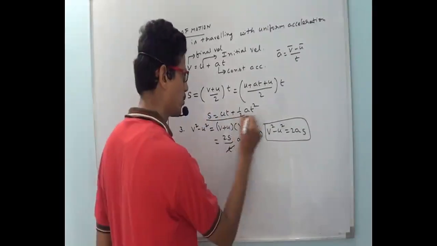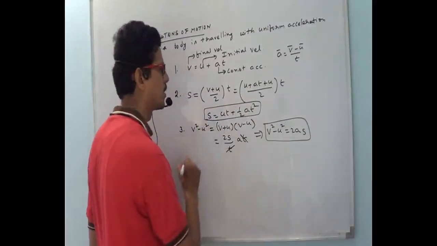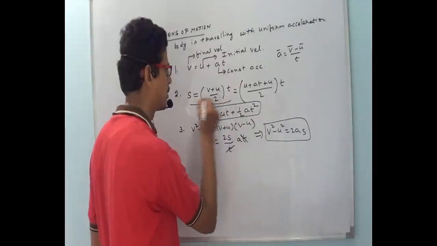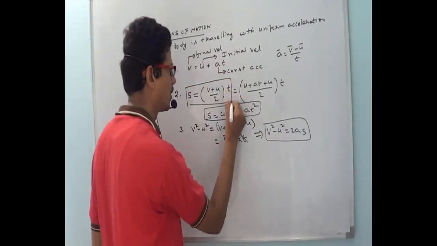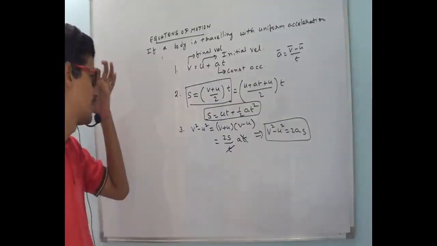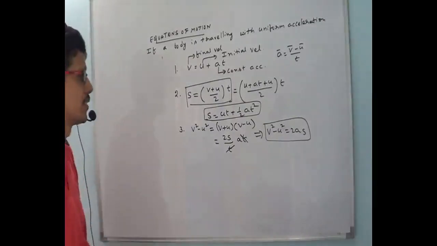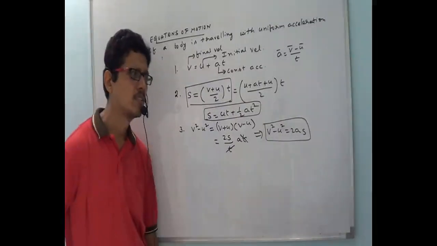Note this, these three. First one is V is equal to U plus AT. Second one is this, also you need to remember. Okay, just note down this.